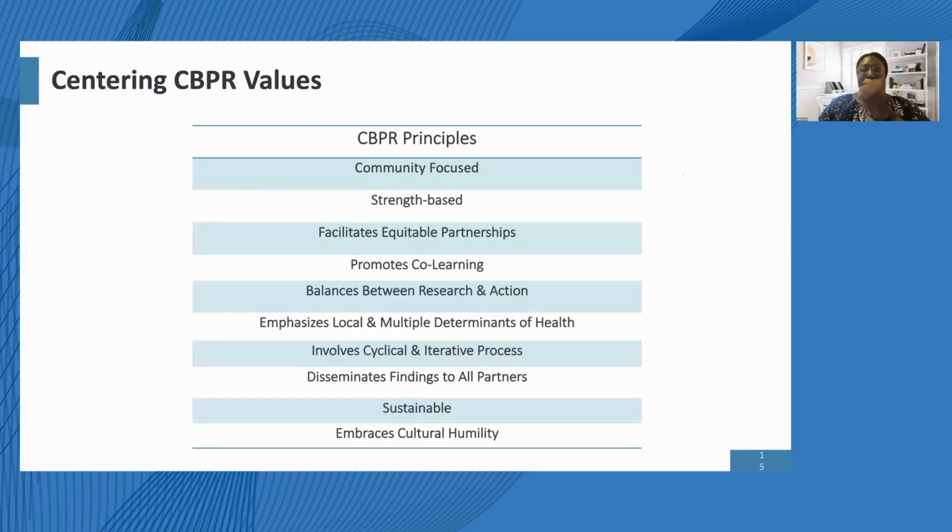So I put this up here not for us to walk through every single one, but just for you to kind of glance at, and you'll hear these phrases pop up in our conversation: strength-based, community, co-learning, balance, sustainability, and cultural humility.